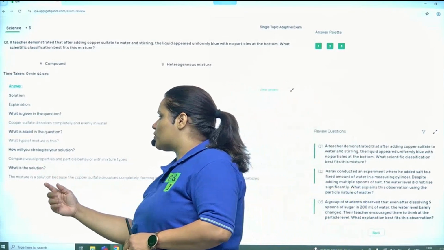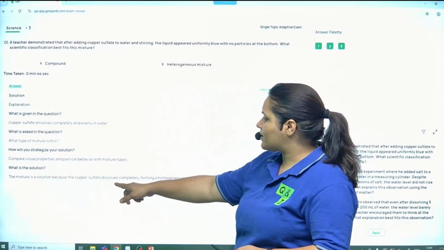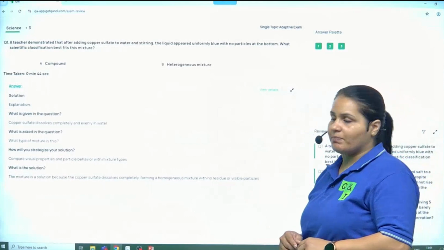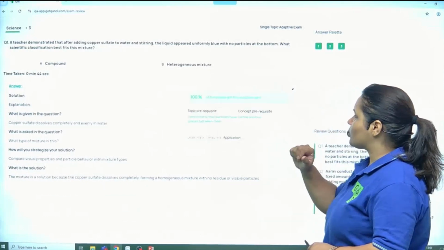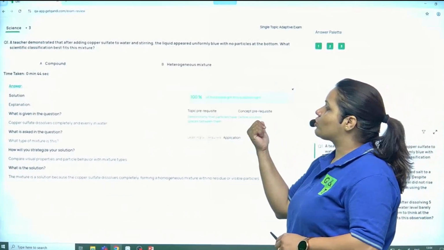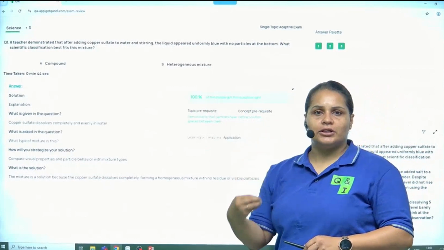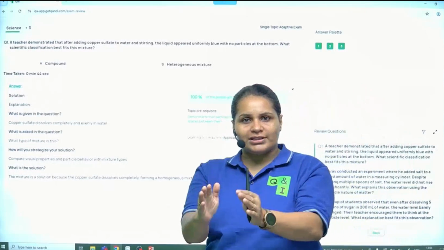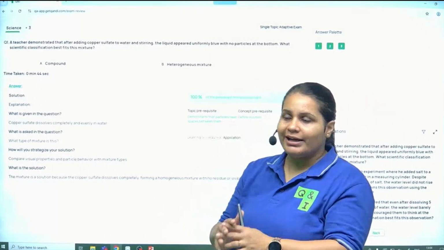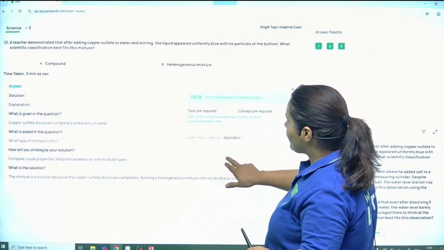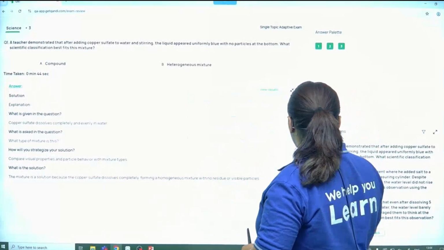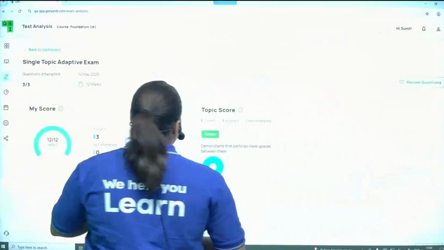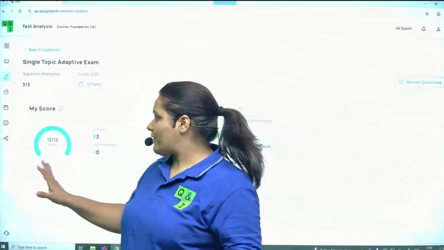Now coming to the solution. The mixture is a solution because copper sulfate dissolves completely, forming a mixture with no residue or visible particles. So to solve this question, you should read about solution, the definition of solution. In this way, you will only focus on those things which you don't know, right? So it actually saves time. Now you have attempted the questions and seen your score.